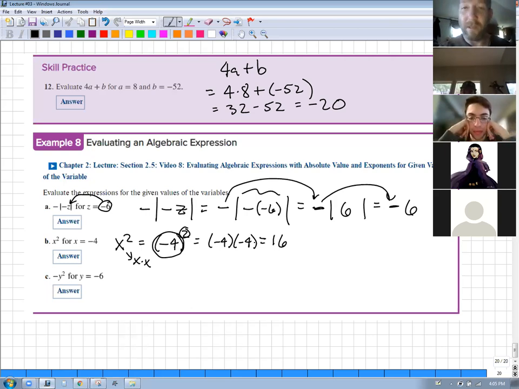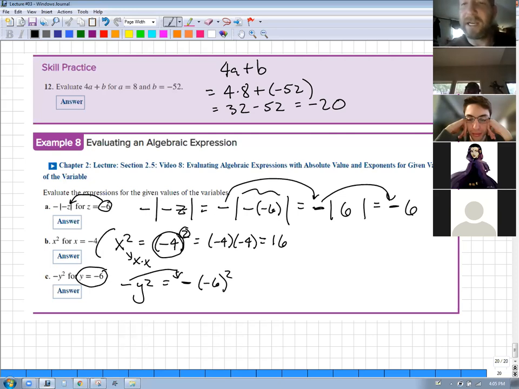Okay. Now this one's different. Notice there's a minus outside. Well, it's really not that much different. It's the same as the previous one because we're still replacing y with a -6. So we have a minus, replace y with a -6. So this previous one, there wasn't any minus sign, right? So there's no minus sign in front of the parentheses. Here we have this extra minus. So let's keep our minus.